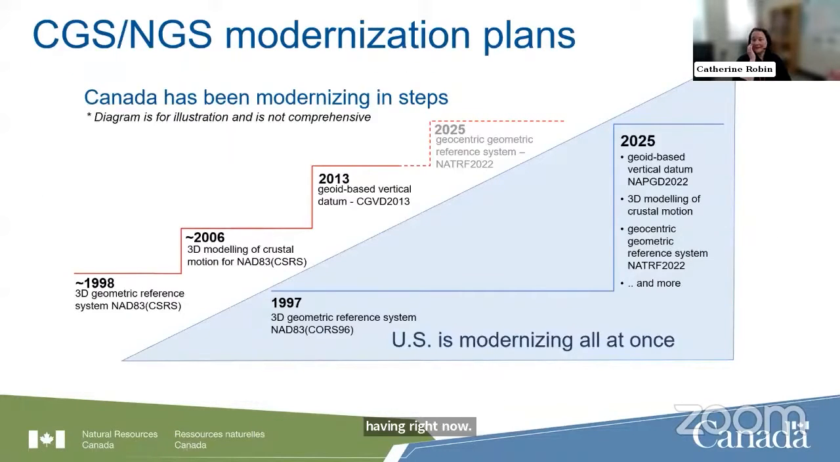So just in summary, we've been doing all this modernization in steps. We started building a dynamic reference frame in 2006. We introduced a geoid-based vertical datum in 2013, and they're doing it all in one step, which means we've been a little bit out of sync. It also means they have a lot coming out in 2025, but for us, because it's been a slow progression, a lot of the elements are going to feel pretty similar to the users who are already using a lot of these tools.